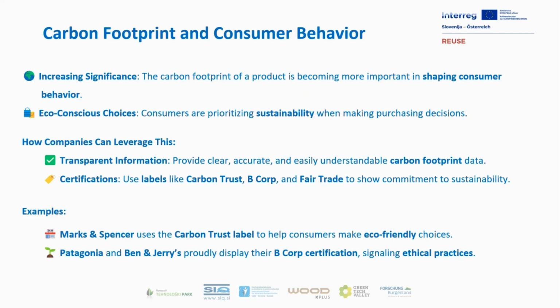One of the most effective ways is through the use of certifications and labels that show a product's environmental impact and the company's broader sustainability efforts. For example, companies like Patagonia display the B Corp certification, which reflects high standards of environmental and social responsibility. This builds consumers' trust and shows that the company is serious about ethical business practices.